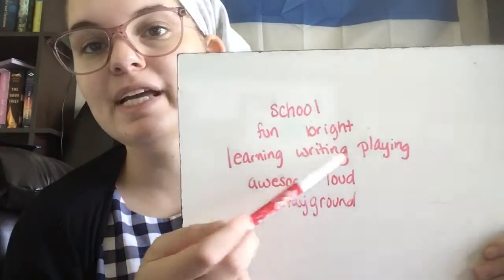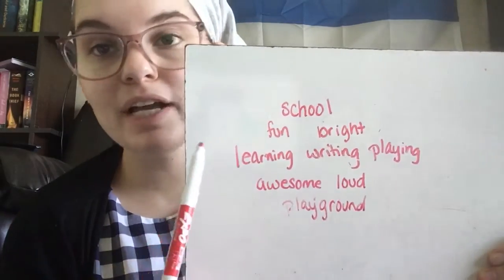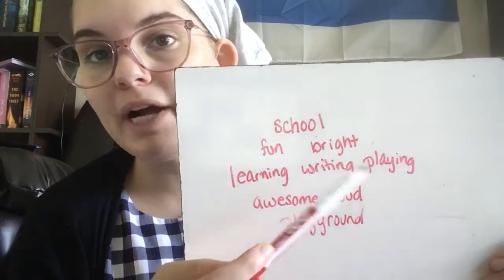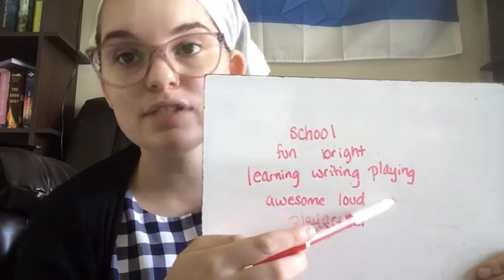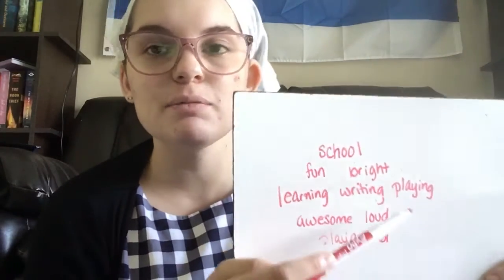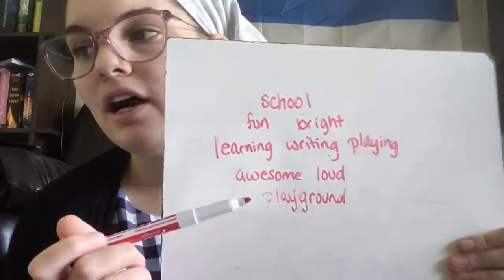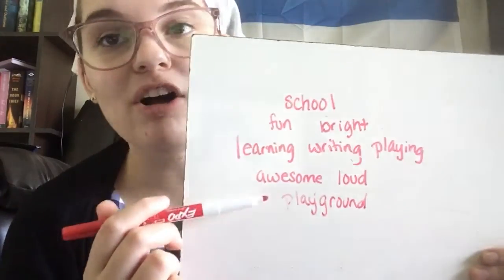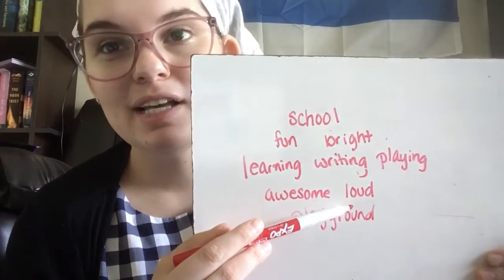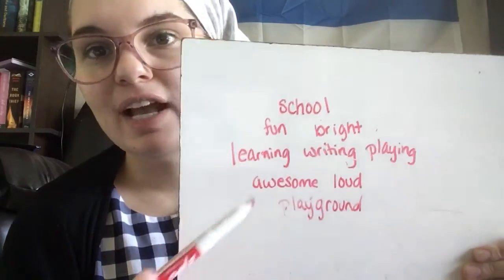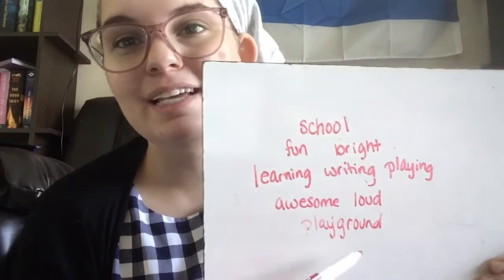Then I had 3 ing verbs. When I think of school, I think of learning, writing, and playing, whether it be playing outside on the playground or playing music, because I played music from 4th grade until I graduated. All right, and then adjective, I said awesome and loud, because school is loud. And then for my noun, I said playground, because it's what I think of. That's another thing that I think of with school.